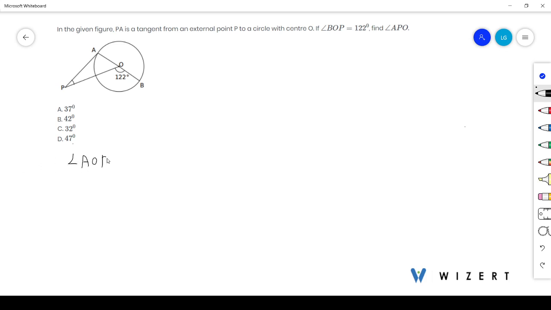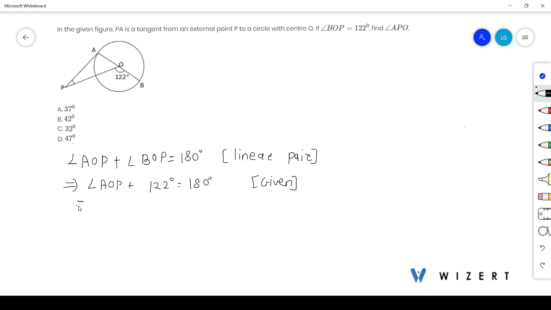As angle AOP and angle BOP are a linear pair, the sum of these angles is 180 degrees. We have been given that angle BOP is 122 degrees. So angle AOP will be 180 degrees minus 122 degrees, that is 58 degrees.